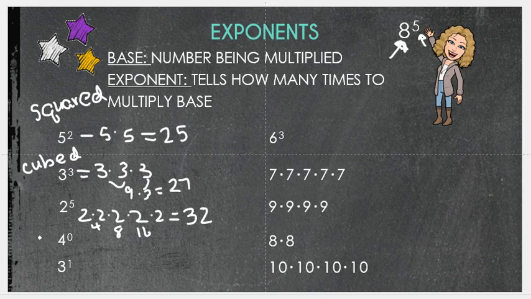Now, these are two special circumstances, special rules. 4 to the 0 power is 1. Any number to the 0 power is 1. 100 to the 0 power is 1. Always 1 if it's to the 0 power. And anything to the first power is equal to the base. 3 to the first power is 3. 5 to the first power is 5. 6 to the first power is 6, and so on.